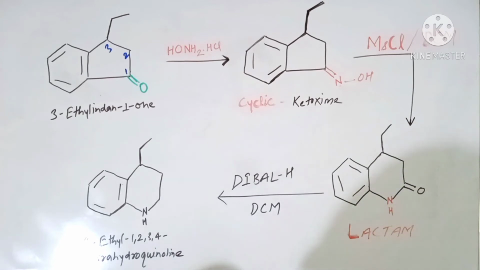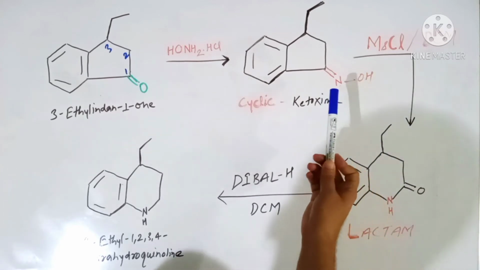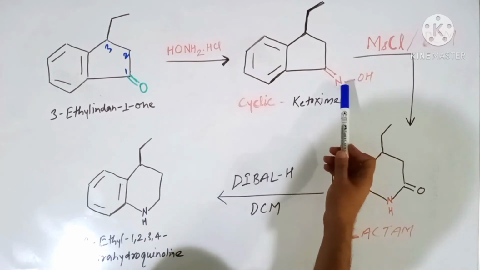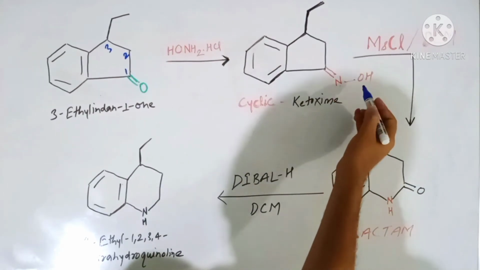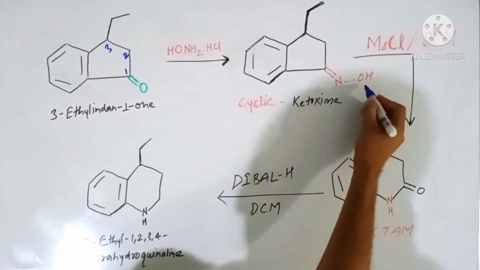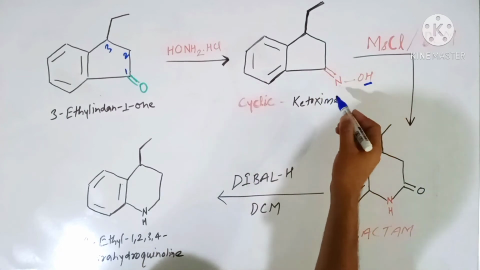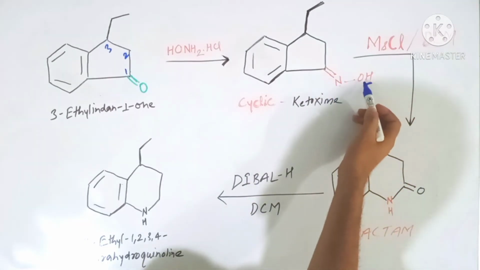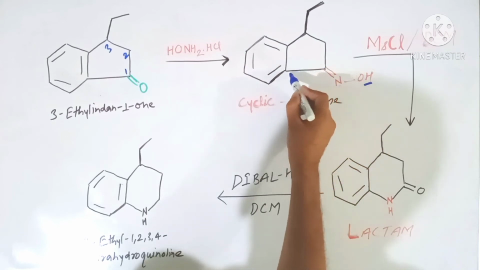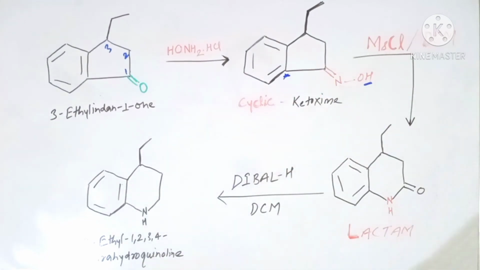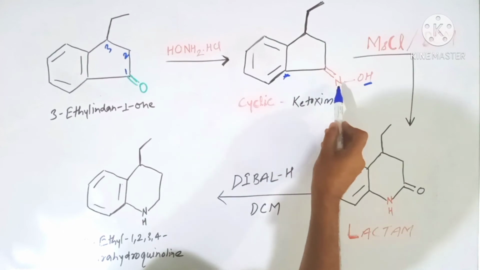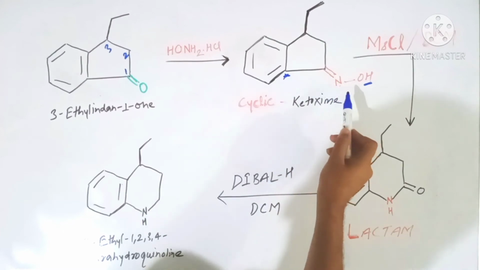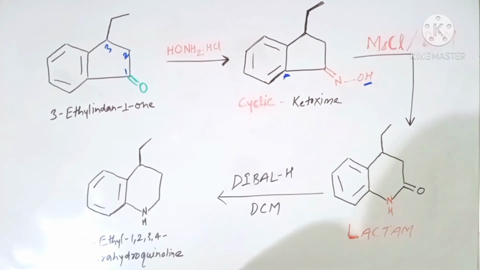This cyclic ketoxime has a hydroxyl group on the nitrogen, and we have seen earlier that the group which is trans to this hydroxyl will shift onto the nitrogen. So this is your hydroxyl group, and the group which is trans to this is this carbon. So migration of this carbon takes place onto the nitrogen, and a lactam ring will be produced.